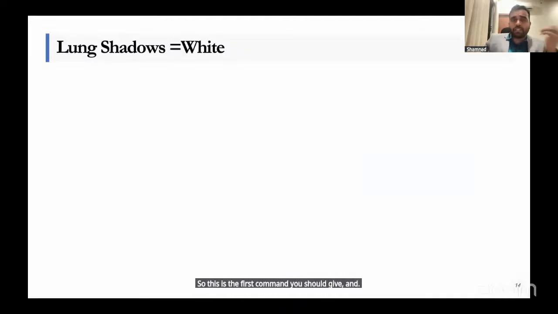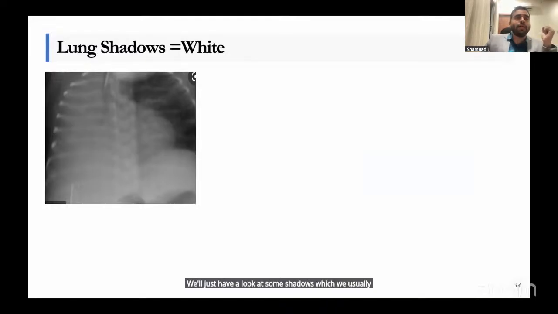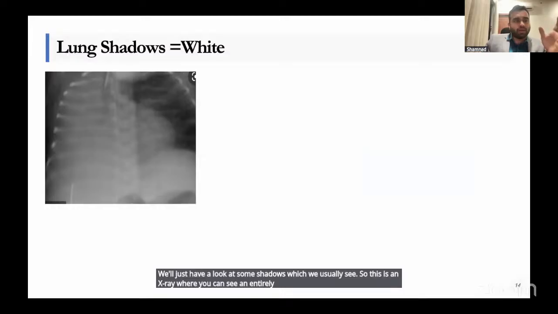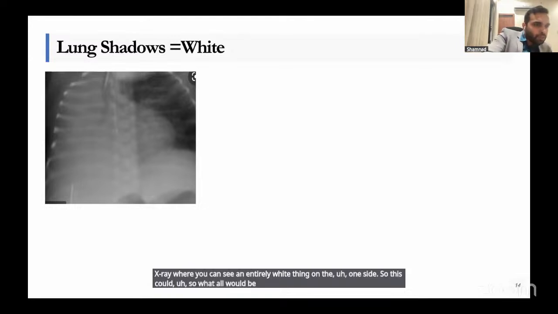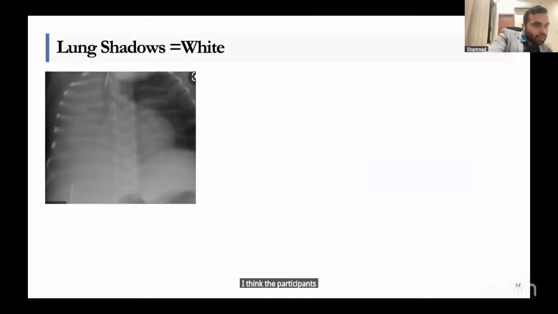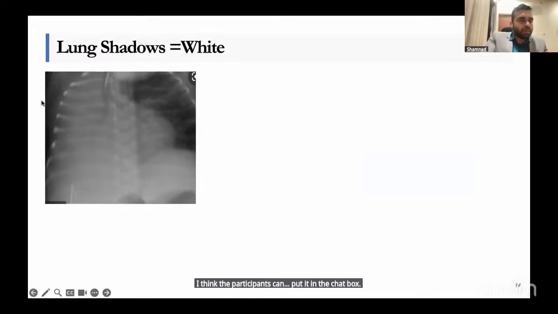We'll just have a look at some shadows which we usually see. So this is an X-ray where you can see an entirely white thing on one side. What all would be your possibilities? I think the participants can put it in the chat box. What are the possibilities which you can have?